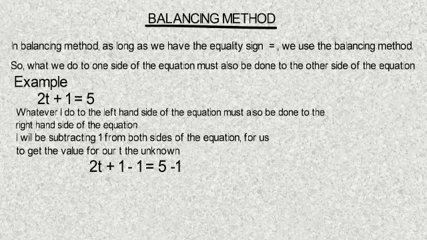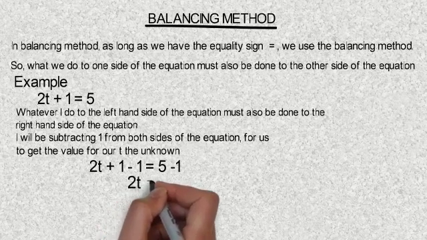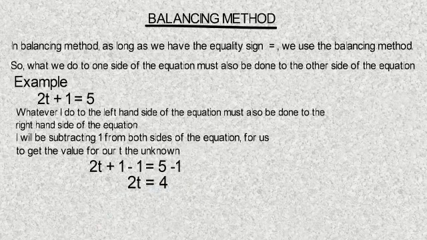So I have 5 minus 1, which gives me 2t equals 4. How did I get the 2t? Can you see that I have plus 1 minus 1? That means I'm subtracting 1 from 1, which will give me what? 0. So 2t plus 0 will give me 2t. That's the left hand side. And on the right hand side, I have 5 minus 1, which will give me 4. So I have 2t equals 4.